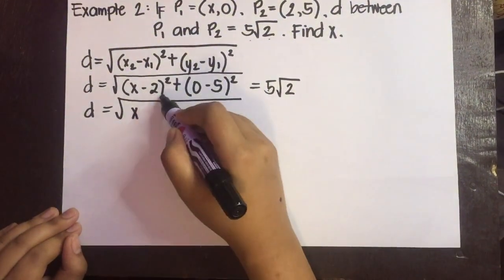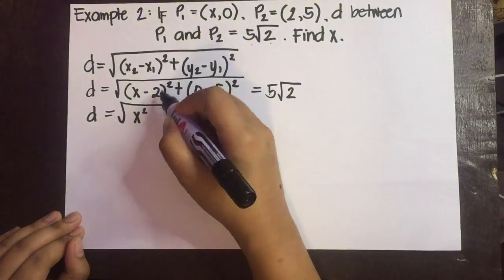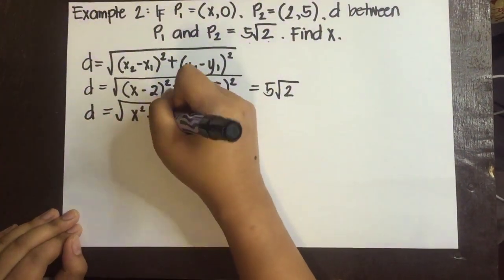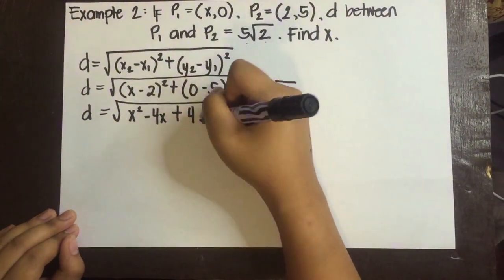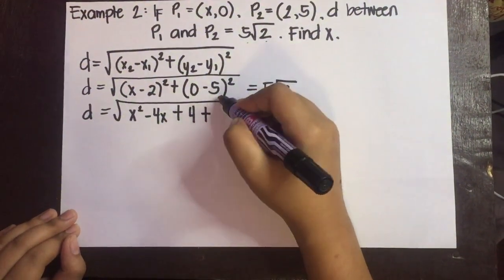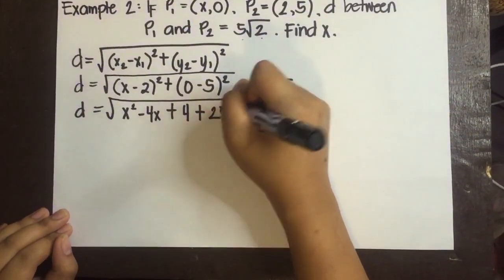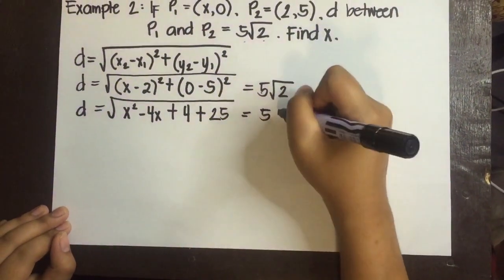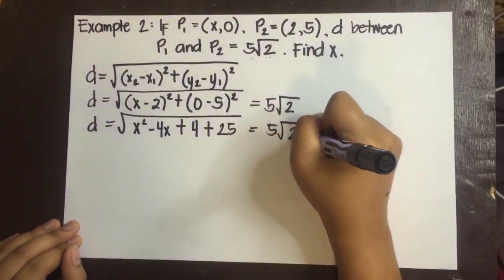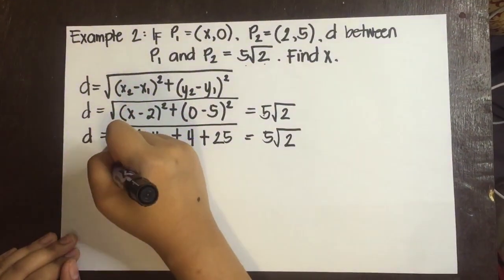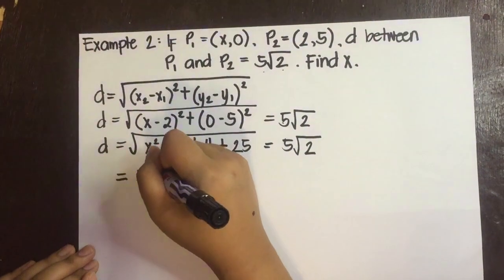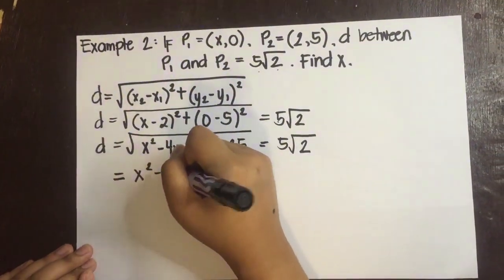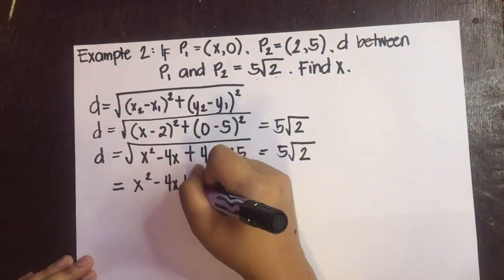So this is a special product, so we can have x squared minus 4x plus 4, plus negative 5 times negative 5 is equal to positive 25, which is equal to 5 square root of 2. So to find x, we will equate this equation to 0.